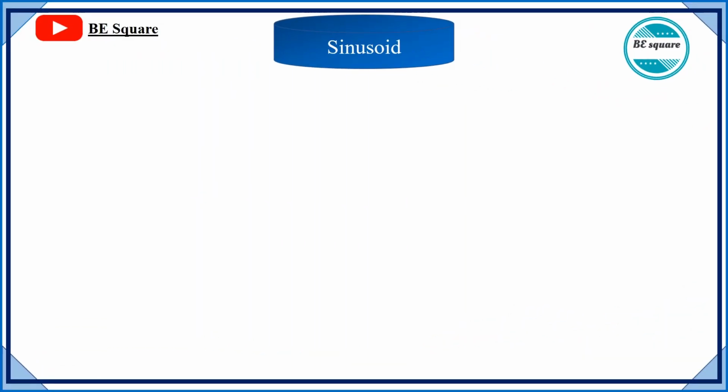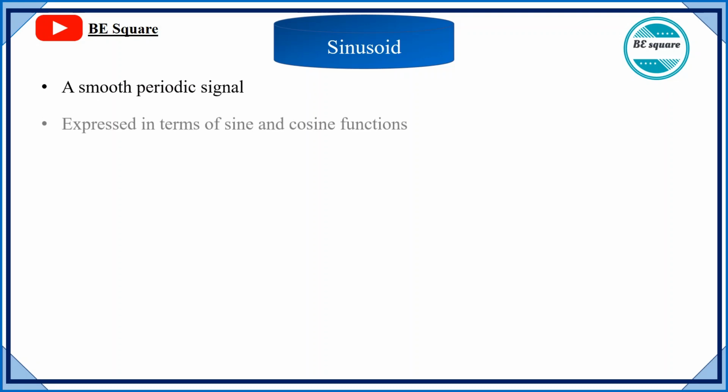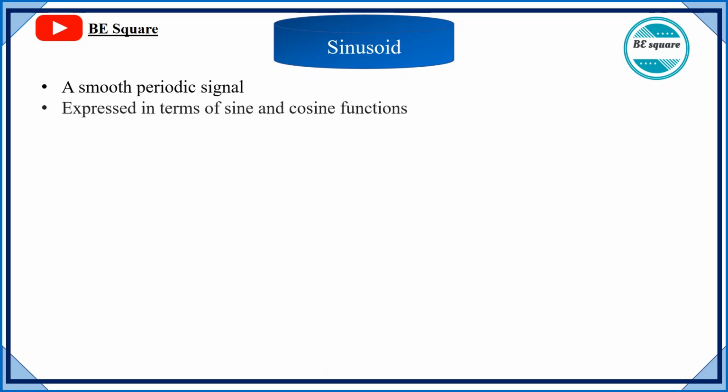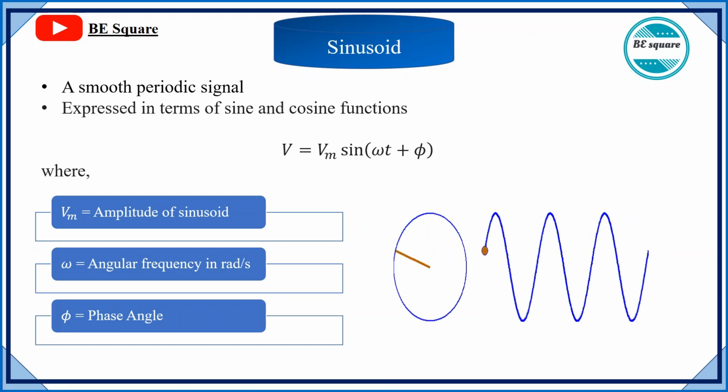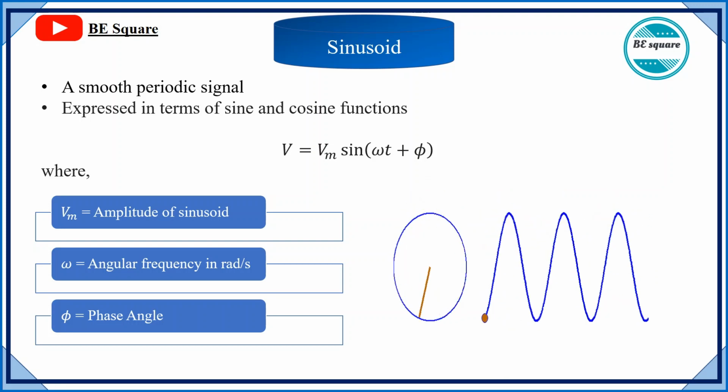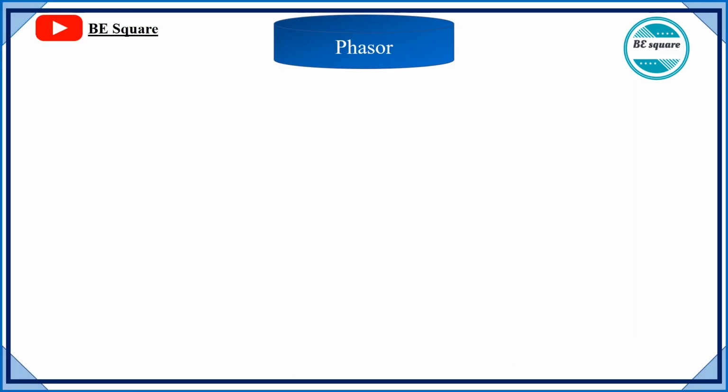Now let us discuss some basic concepts of this course. Topic under discussion is sinusoid. So what is a sinusoid? Sinusoid is a smooth periodic signal. Sinusoid is expressed in terms of sine and cosine functions. As you can see, v equals Vm sin(omega t plus phi), where Vm is the amplitude of the sinusoid, omega is the angular frequency in radians per second, and phi is the phase angle. In this animation, a sinusoid signal is generated by a circle.